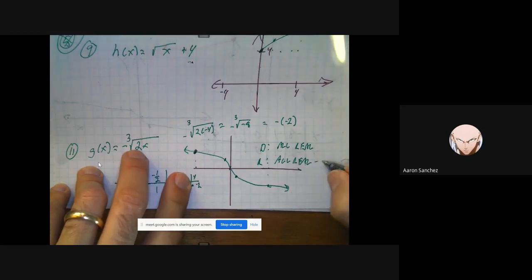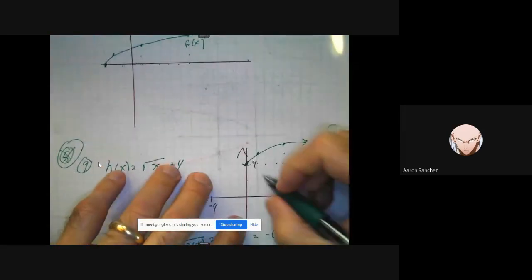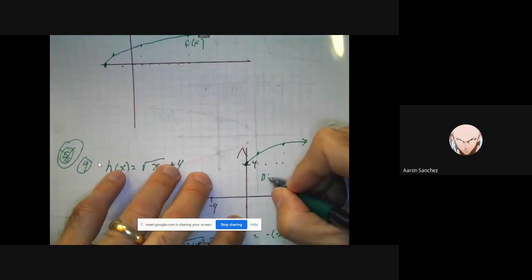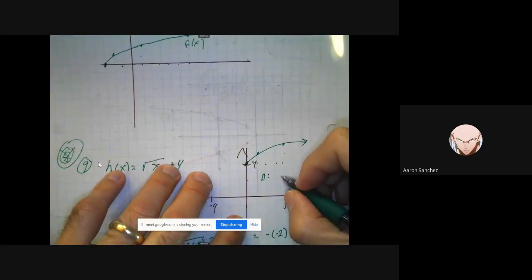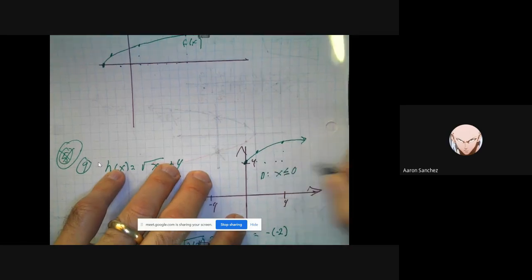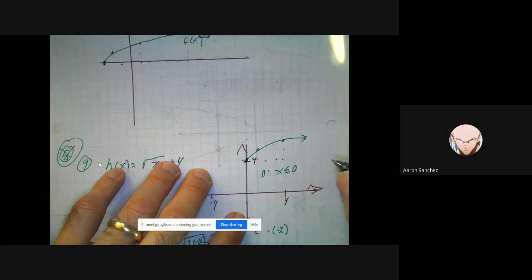Or you can say negative infinity to infinity. Sorry, this shouldn't be there, that equal to. Domain and range for this one. The domain is x is greater than or equal to 0. Whoops, that's less than or equal to 0. Sorry, x is greater than or equal to 0.